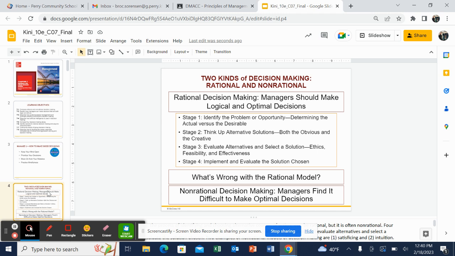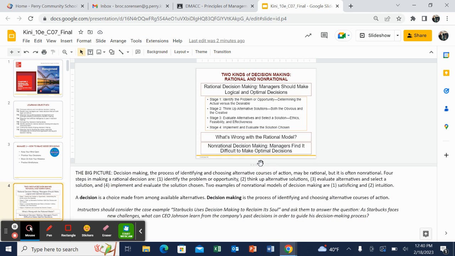All right, so when we take a look here at two kinds of decision making, we have the rational type of decision making, and then we also have the non-rational type of decision making, and we're going to break both of those down here. The rational decision making model is that managers should make logical and optimal decisions, which, if you're sitting there listening to this, you're probably thinking to yourself, well, no kidding, Sorensen. Obviously, we should be making the most logical and optimal decisions to better our business and to carry our business forward. However, we all know that that doesn't necessarily always end up happening with businesses.